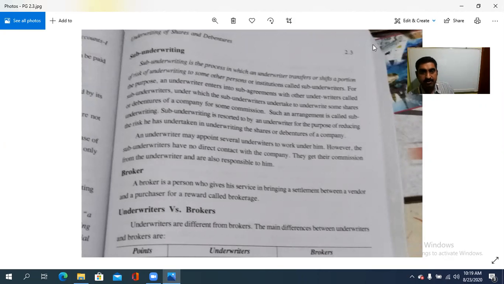It is the process in which an underwriter transfers or shifts a portion of the risk of underwriting to some other persons or institutions, called sub underwriters.